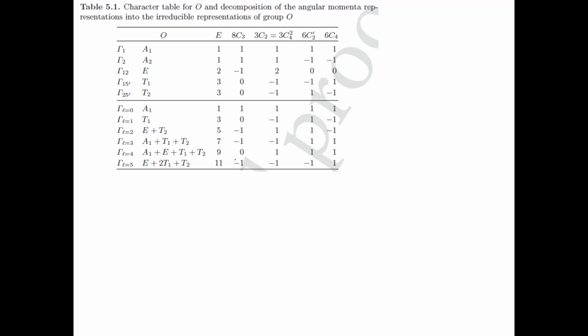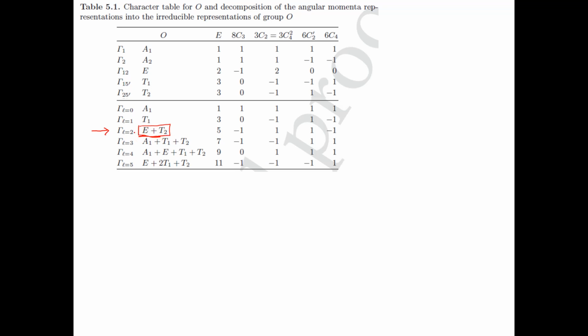What we need to do is to see how this L equals to 2 representation of the full rotation group, which is a reducible representation for the O group, how it decomposes into the irreducible representations of the O group. The result is here, right? We're gonna do this calculation, but already in this table it gives you this result.